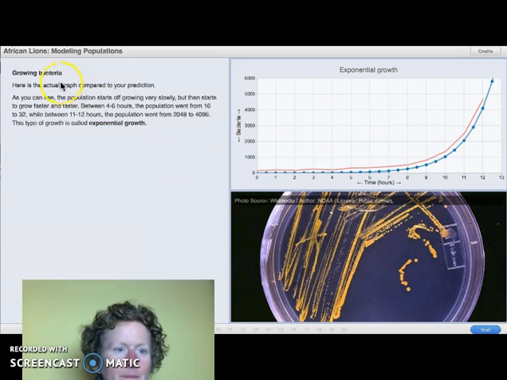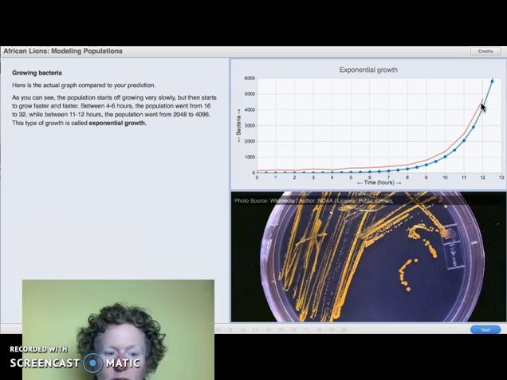Wow, we did a pretty good job. Here is the actual graph compared to our prediction. Our prediction was in red and the actual graph is in blue. As you can see, the population starts off growing very slowly right in here, but then it starts to grow faster and faster right in here. Between 4 and 6 hours, the population went from 16 to 32. Well, between 11 and 12 hours, it went from 2,048 to 4,096.